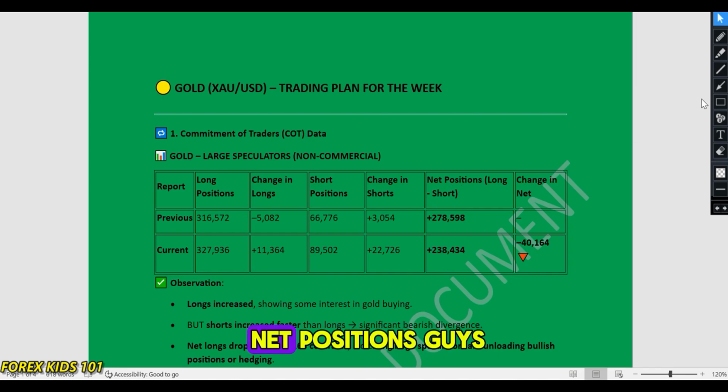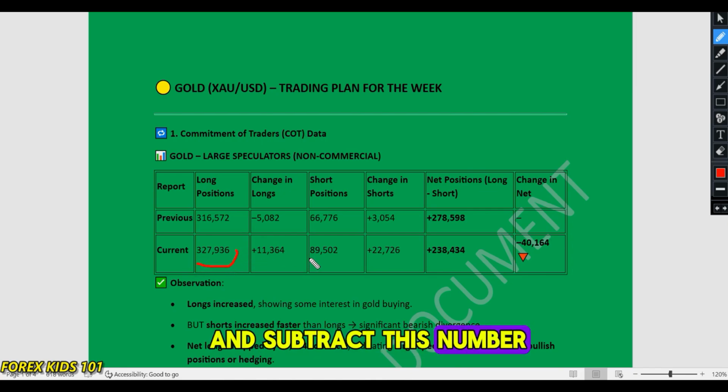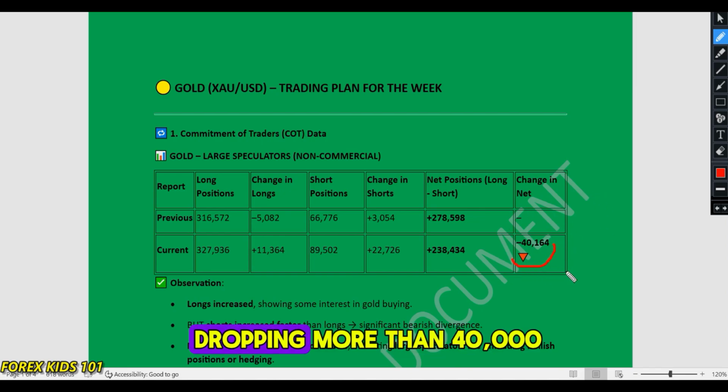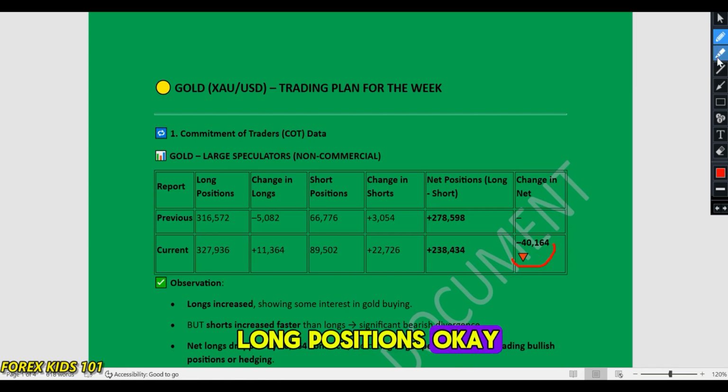To get the net positions, guys, remember you have to subtract this number from this number here, and then you're gonna get this number here. So that is our net position based on that. You can see that we are quite down here because we ended up dropping more than 40,000 long positions. So that's what you need to see there.